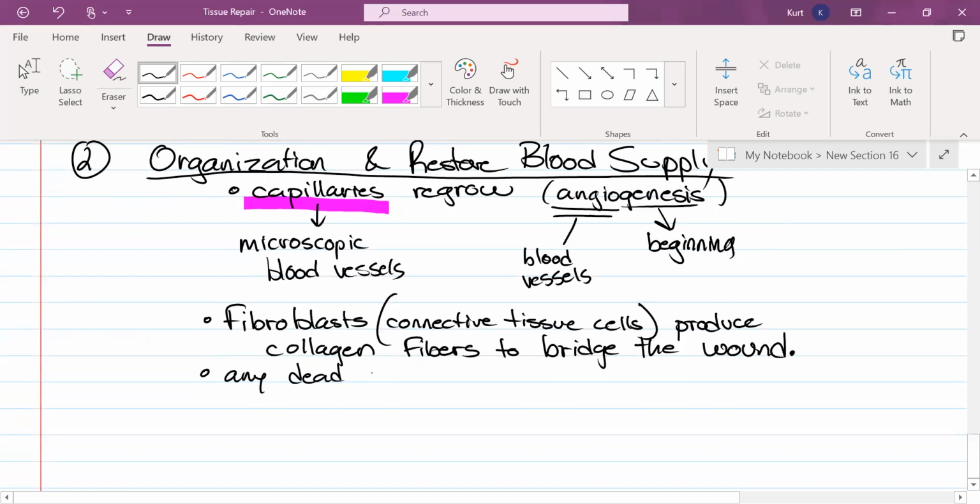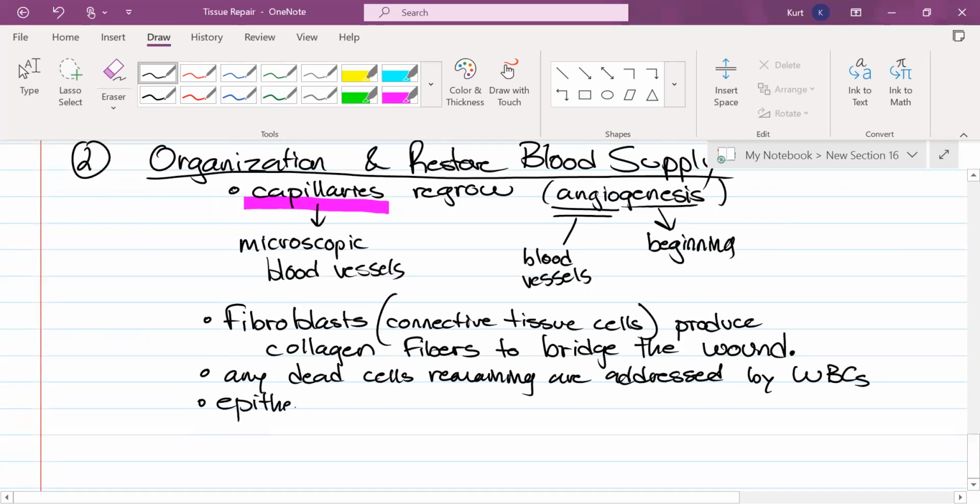Any dead cells remaining are addressed by white blood cells. White blood cells will take your own cells that are damaged and destroy them. Get them out of the way. And epithelial tissue multiplies at the surface. So your epidermis is starting to heal pretty nicely. It's the connective tissue that's going to be pretty thick with collagen.